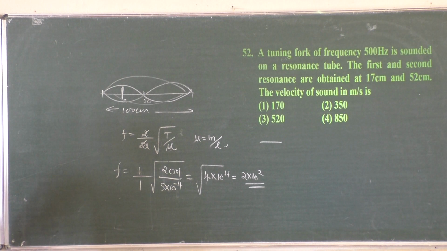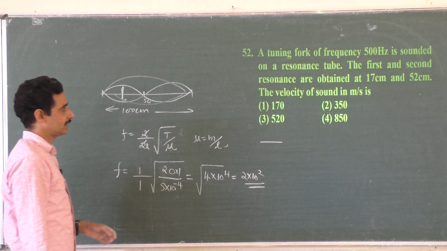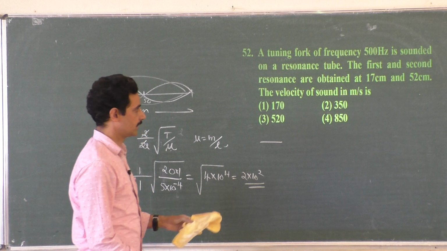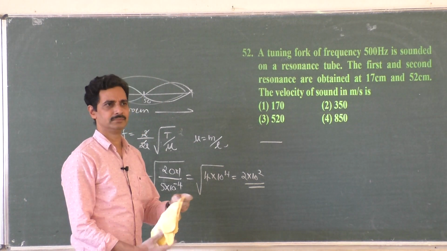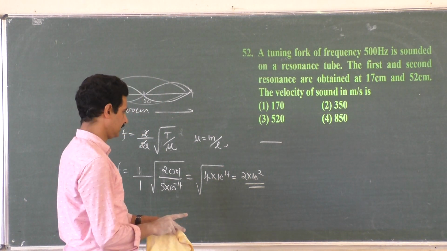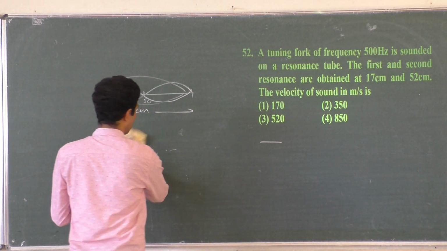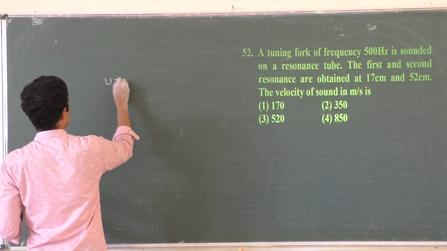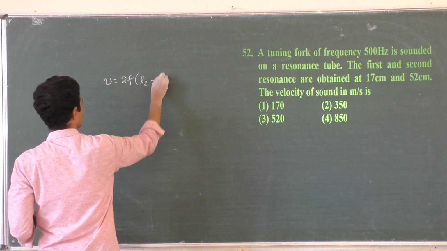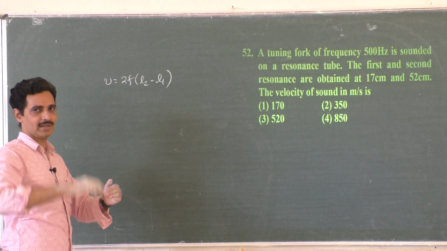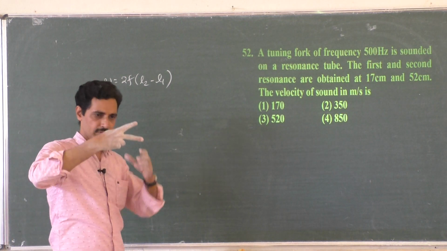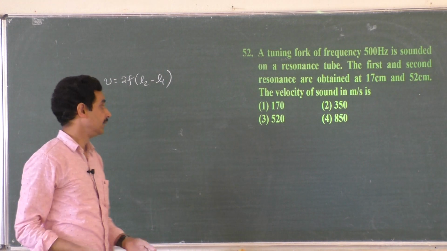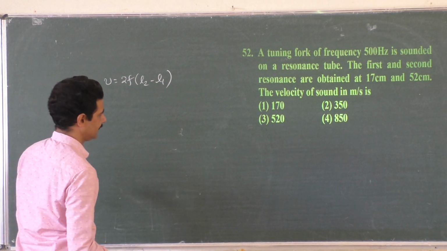52. A tuning fork of frequency 500 hertz is sounded on a resonance tube. The first and the second resonance are... So you remember that physics experiment, resonance column, velocity of sound. To find out the velocity of sound, you have a formula: V is equal to 2F into (L2 minus L1). L1 and L2 are the two resonating lengths. You get the sound for one length, and for the same tuning fork you get the maximum sound for another length. These are the two lengths. Simply apply that, that's enough.